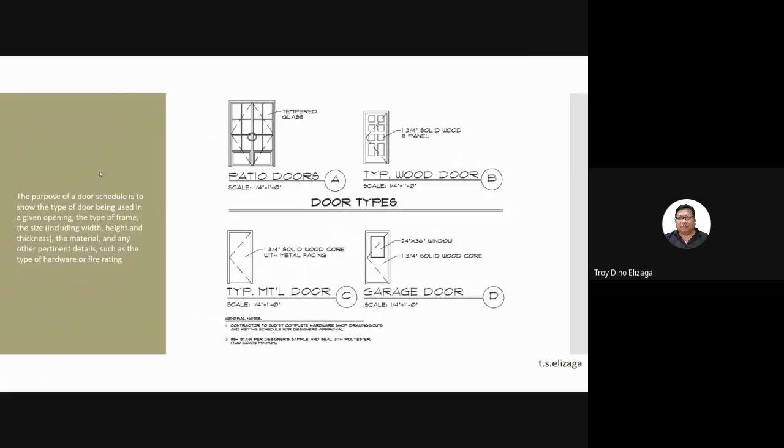So the purpose of a door schedule is to show the type of door being used in a given opening, the type of frame, the size, including width, height, and thickness, the materials, and any other pertinent details such as type of hardware or fire rating. Now, in the Philippines, we don't really care so much about the fire rating, but outside, especially in the US, this is very important.